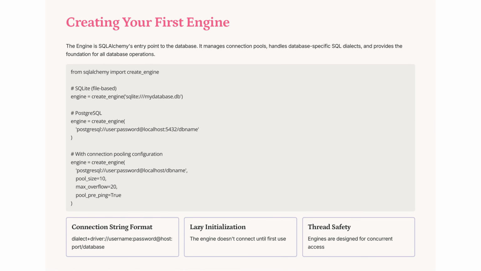The engine in SQLAlchemy is crucial for database interactions, managing connection pools and SQL dialects. Use create_engine to establish connections, specifying the database type and credentials. For SQLite, use sqlite:///mydatabase.db. For PostgreSQL, format as postgresql://user:password@localhost:5432/dbname. Configure connection pooling with parameters like pool size and max overflow. Engines support lazy initialization and are thread-safe for concurrent access.